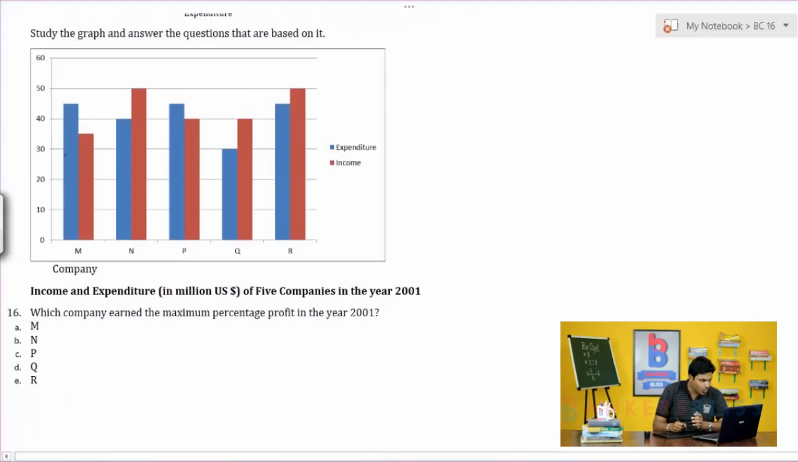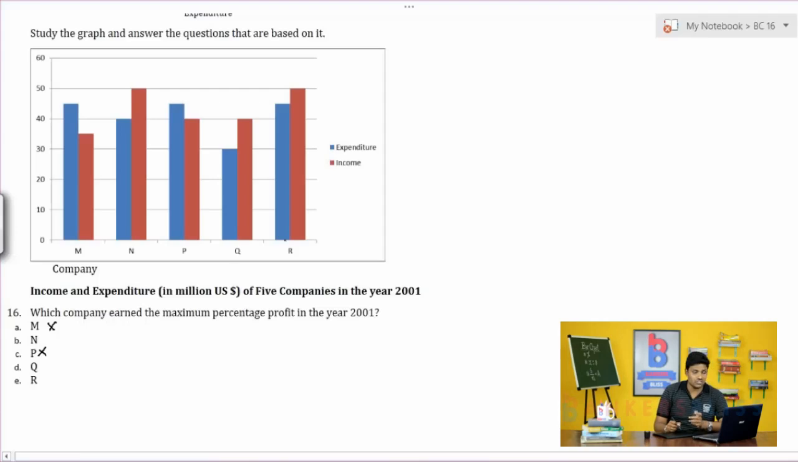Observe M, where expenditure is more than income. So, here we are not going to get the profit, we are going to incur the loss. So, M cannot be the answer, because in M we are getting loss, but they are asking us to calculate the profit percentage. So, M cannot be the answer. N, yes, definitely we will get the profit. P, expenditure is more than income, definitely we won't get the profit. So, P cannot be the answer. Q, yes, definitely we get the profit, and for R definitely we get the profit.